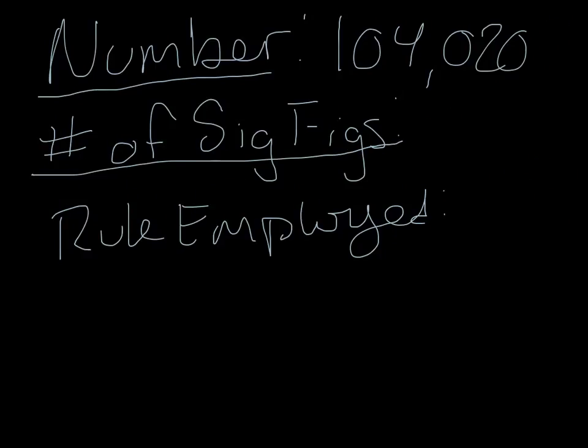The number 104,020 will have 5 significant figures, the 1, the 4, and the 2, because of rule number 1, stating that any number that is not a 0 will be significant, as well as the 0 between the 1 and the 4, and the 0 between the 4 and the 2, because of rule number 2, stating that any 0 separating 2 significant numbers will be significant.